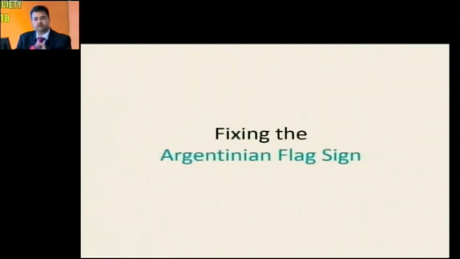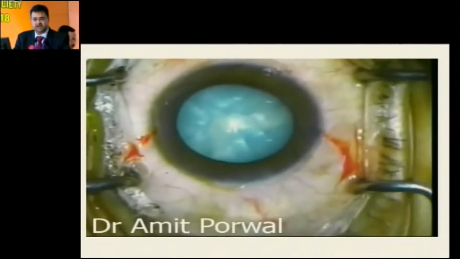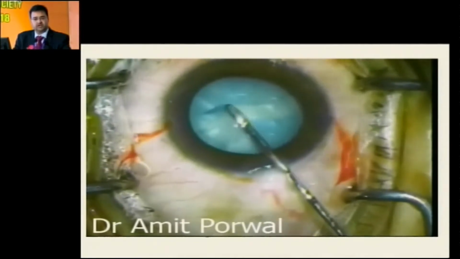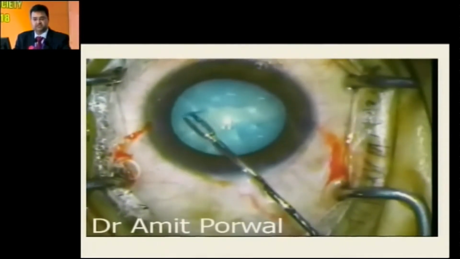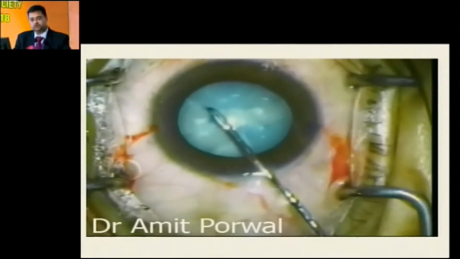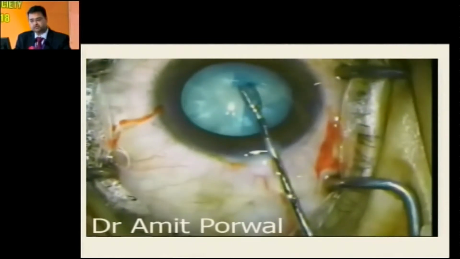That is very important. You should never panic, but relax, cool down your temper, and think what you want to do ahead. So, fixing the Argentinian flag sign is very important. So, whenever you have this, you fill the anterior chamber with high density viscoelastic substance. Then your aim should be now to convert the sharp horizontal edges into the semicircular ones. You should always make sure that when you fill the anterior chamber with visco, you should not over distend it. You don't want a concave anterior capsule. You want a flat horizontal anterior capsule.